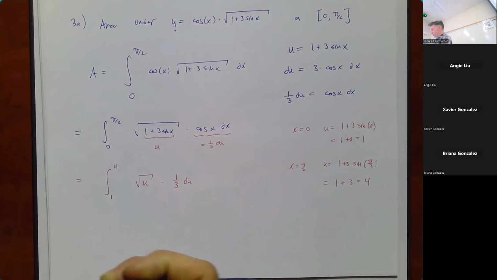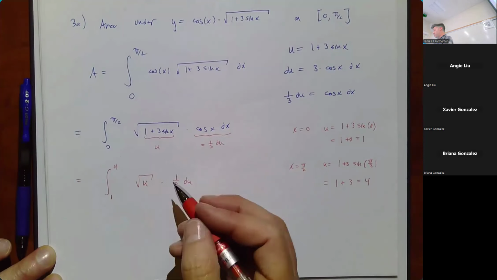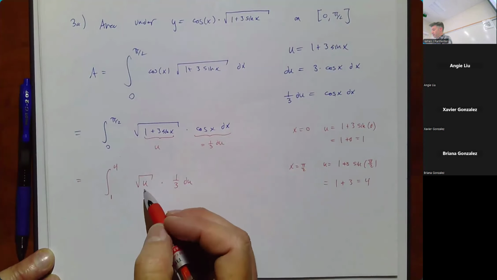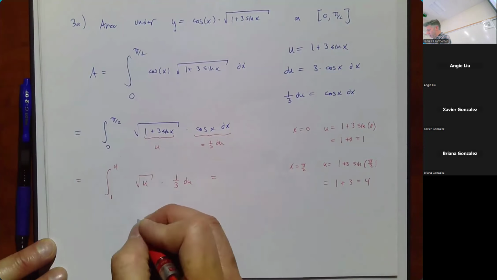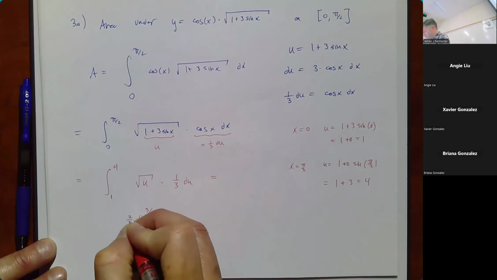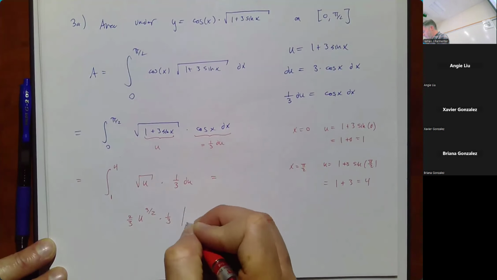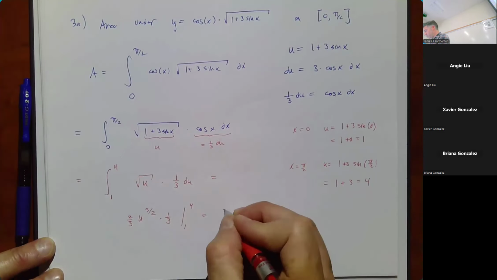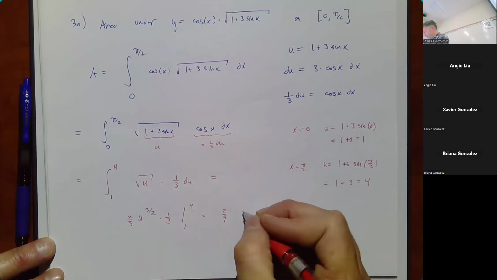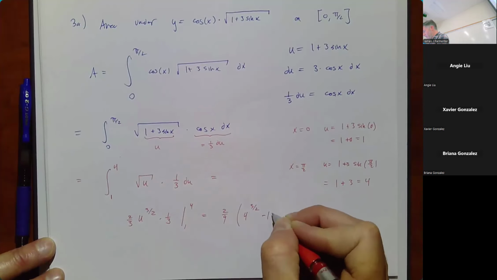So now we're going to rewrite this so that we can anti-differentiate it. I imagine you'll all say, oh yeah, that's u to the 1/2. When we anti-differentiate that, we're going to get u to the 3/2 times 2/3 times this other 1/3 that's hanging out, evaluated from 1 to 4. So really I have 2/9 times 4 to the 3/2 minus 1 to the 3/2.